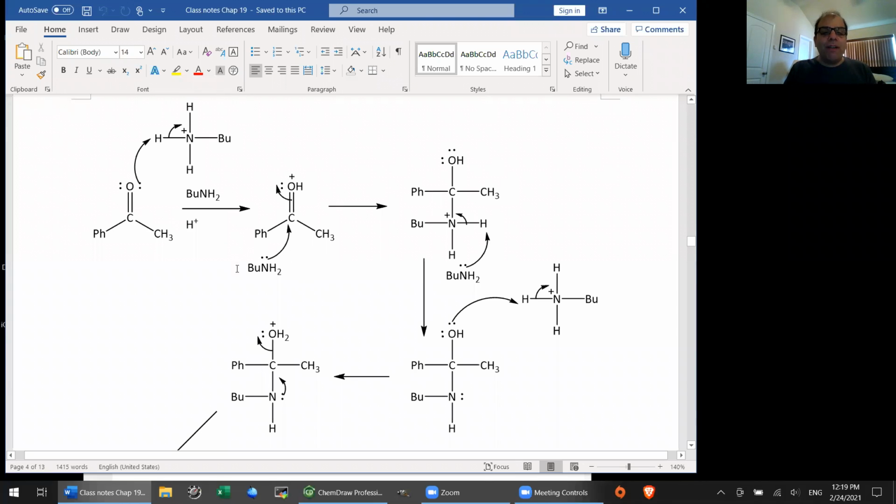Now, why do I not use BuNH- over here? Why can't I? How do you know that we can't use the conjugate base of this species? Well, I think you'll agree, BuNH- is a thing, but it's also a very alkaline thing, a very, very strong base. I mentioned this, and I'll give some more examples as we go on.